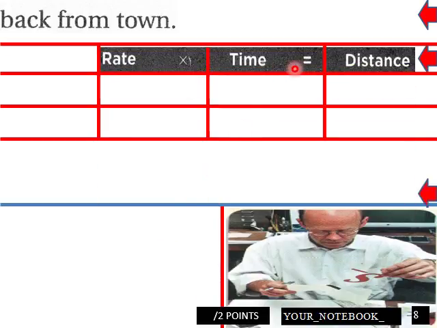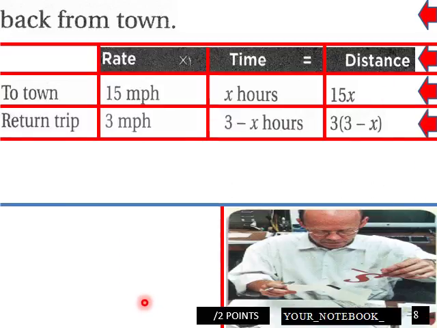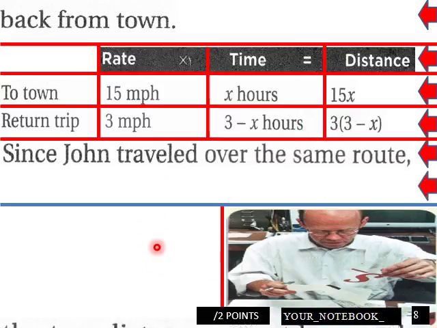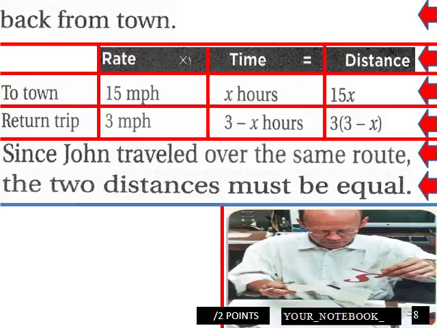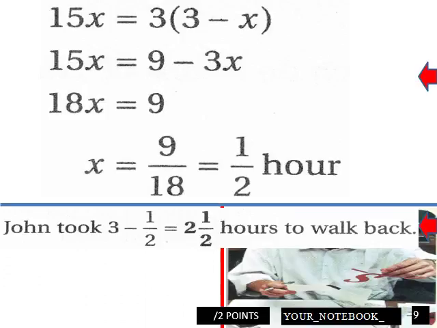So here's our rate times time equals distance to town: 15 times x hours, or 15x. Return trip: 3 miles an hour times 3 minus x hours, so 3 times (3 minus x). Since John traveled the same route, the two distances must be equal. So 15x equals 3 times (3 minus x), and we solve for x and get 1/2 hour. John took 2.5 hours to walk back.